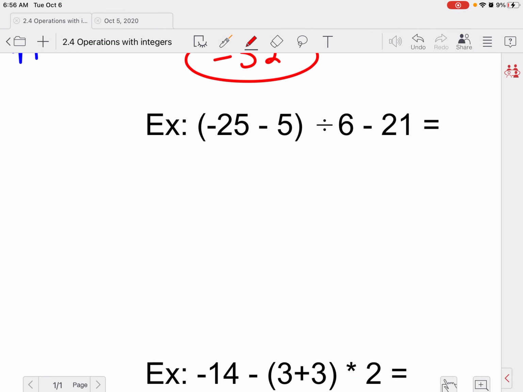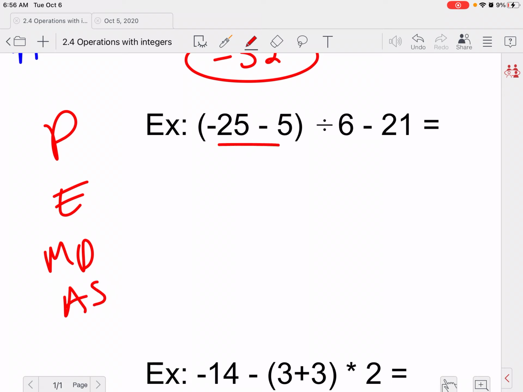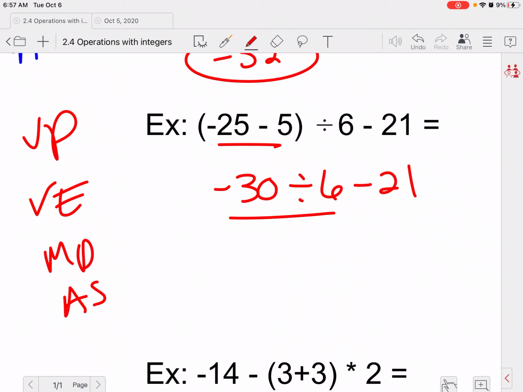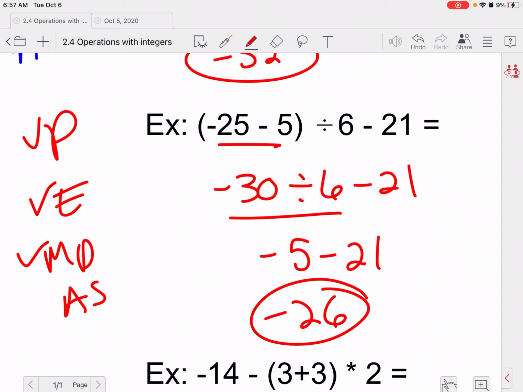All right, let's go ahead and look at this one. So PEMDAS, again, sometimes it's helpful to write this out just so you remember. We do have parentheses this time, so we're going to do the stuff inside the parentheses. So negative 25 minus 5 would be negative 30, and then I'm going to pull everything down, divided by 6 minus 21. There are no exponents, but we do have some division. So negative 30 divided by 6 would be a negative 5, and then bring down my minus 21. And do my addition subtraction, so negative 5 minus 21 would be negative 26. So addition subtraction is taken care of.